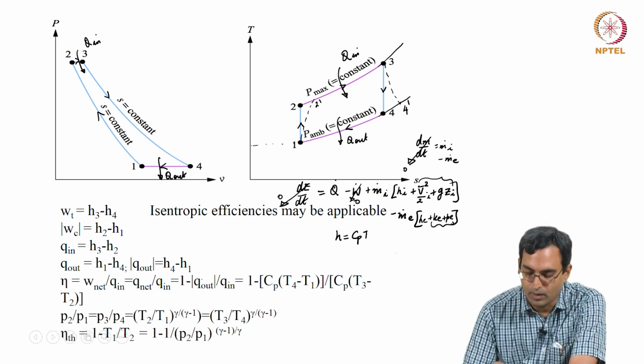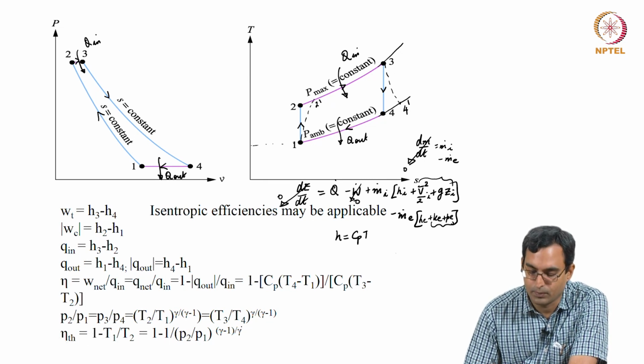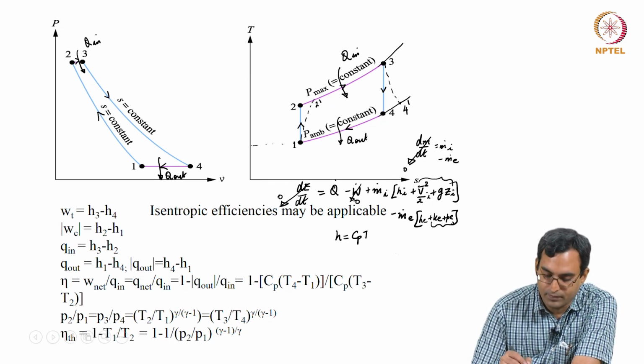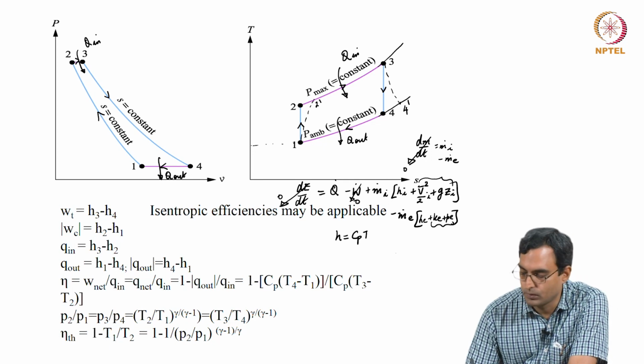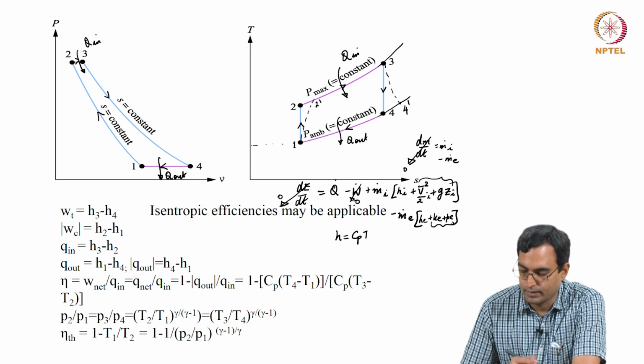So, we have Q out is H4 minus H1, which is essentially Cp into T4 minus T1. We have Q in is H3 minus H2, which is Cp into T3 minus T2. So, that is essentially what we have.